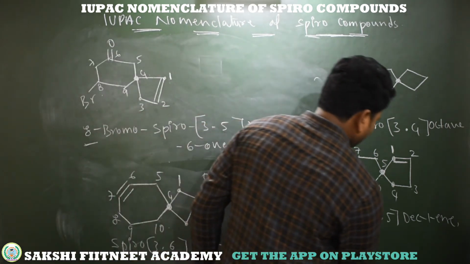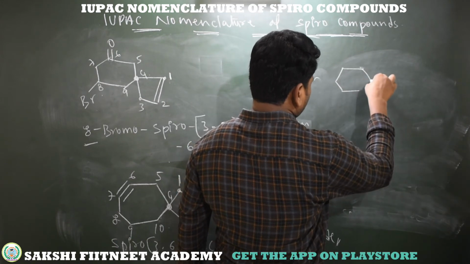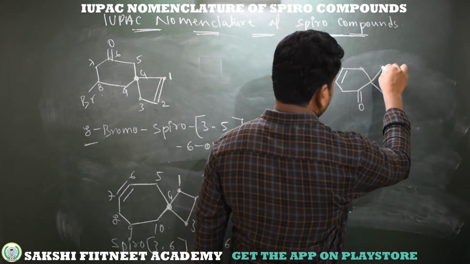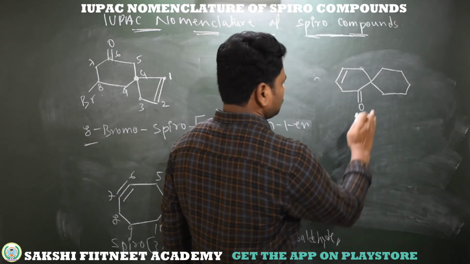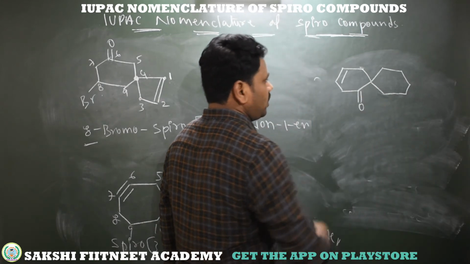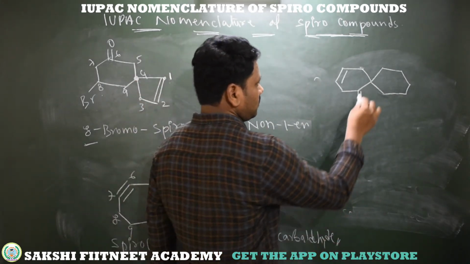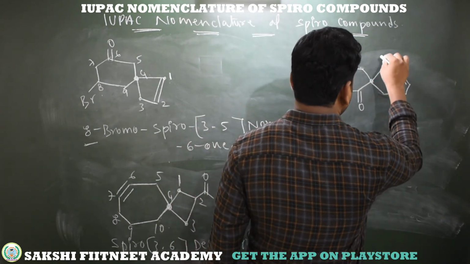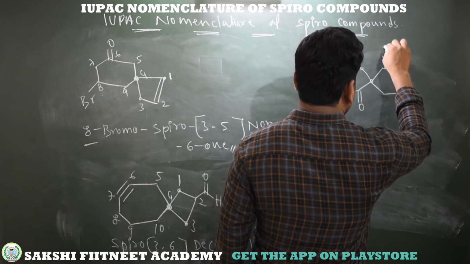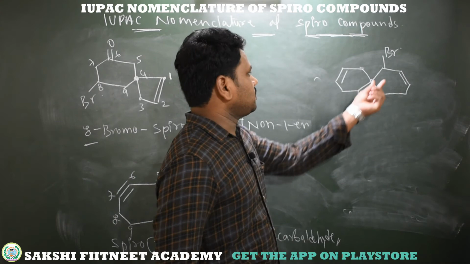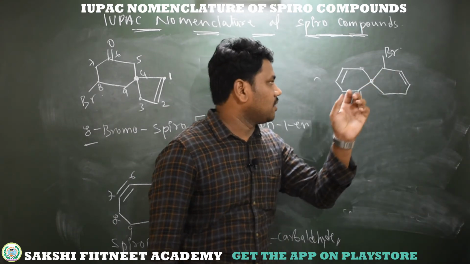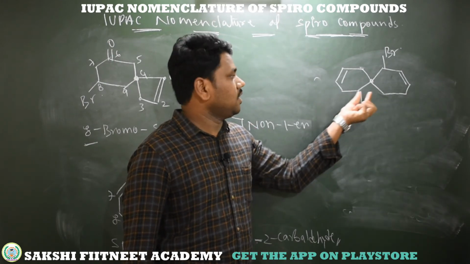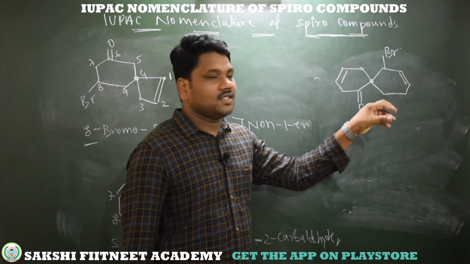Now I am taking another example. See, both cyclohexanes are connected through a single common carbon, which is a quaternary carbon. Here we have unsaturation, and now I am taking a bromine substituent at this carbon. Now 5 carbons are present in this ring other than the spiro carbon. Both rings have the same number of carbons.